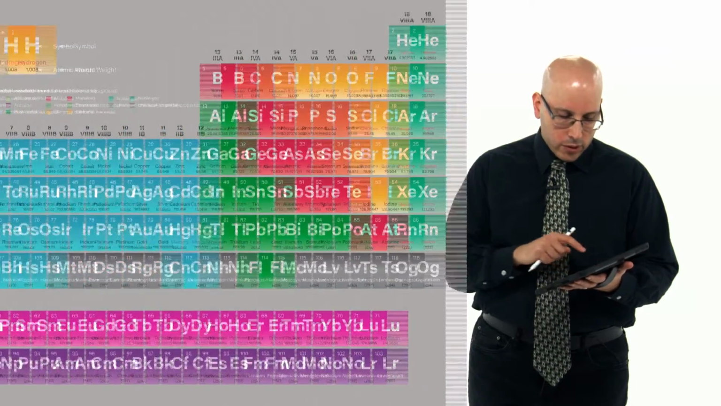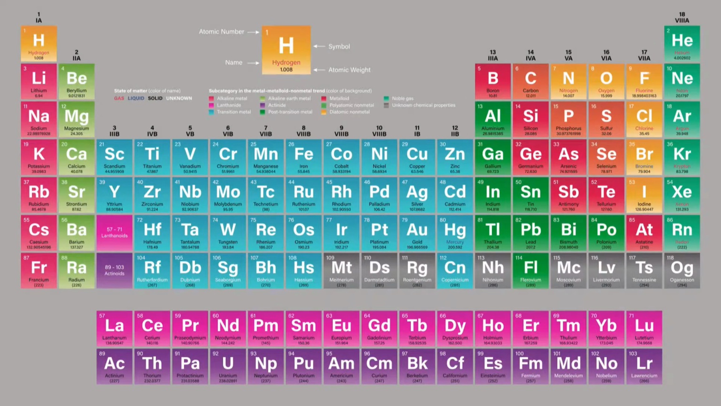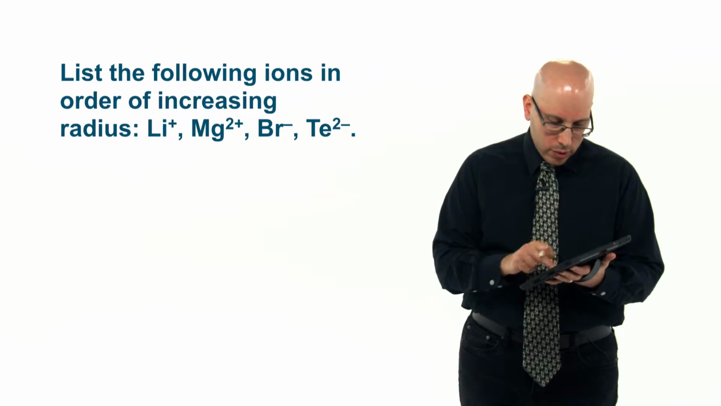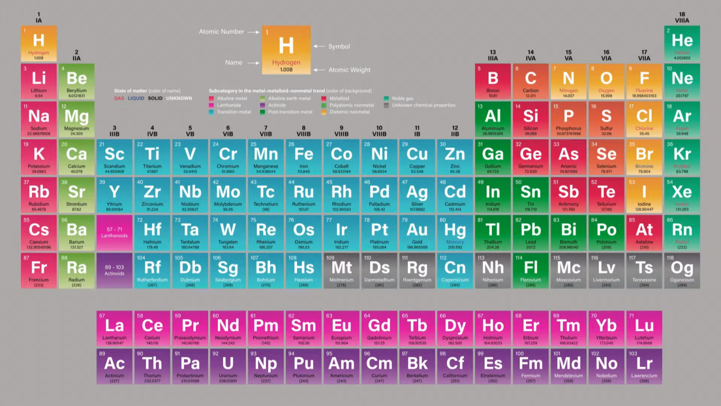So here's our friend, the periodic table. Okay, so lithium is right here. Okay, and let me see what else we have. Magnesium, bromine, and tellurium. So magnesium is right there. Bromide is right there. Tellurium is right there.